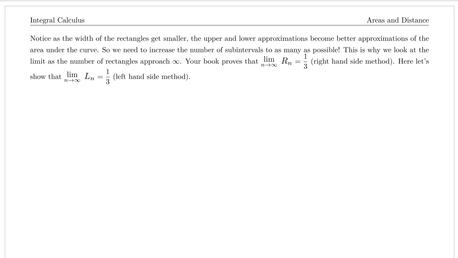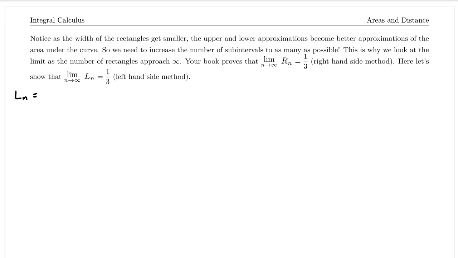Your book proves that the limit as n approaches infinity of R sub n is equal to 1/3, which is the right-hand side method. Here, let's show that the limit as n approaches infinity of L sub n is equal to 1/3 as well. Before we take the limit, let's figure out what L sub n is equal to.